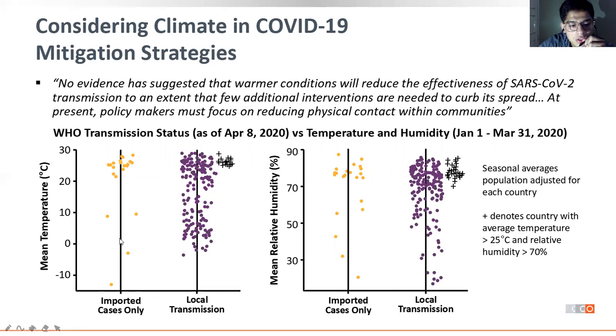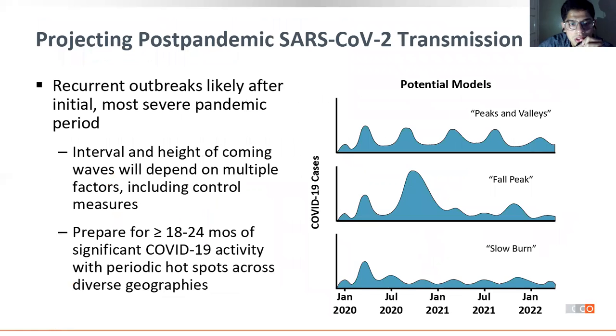The imported cases only, that means the cases which come from another place, and the local transmission, which occurs in the place itself. This is by temperature and by humidity. As the humidity increases, the chances of getting the coronavirus also increase, for local transmission as well as imported cases, which are moving from another place to this place.